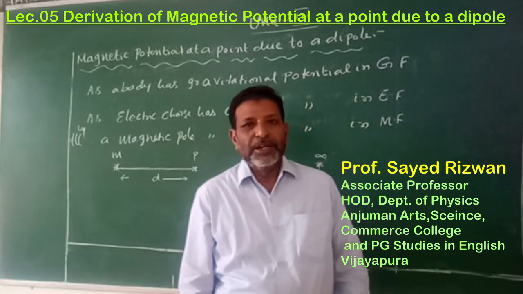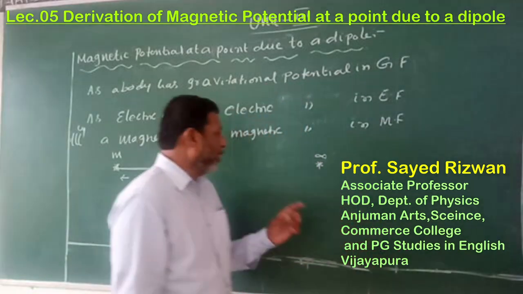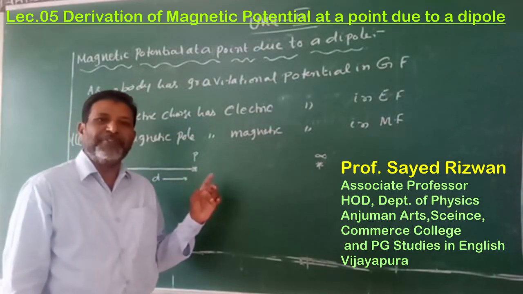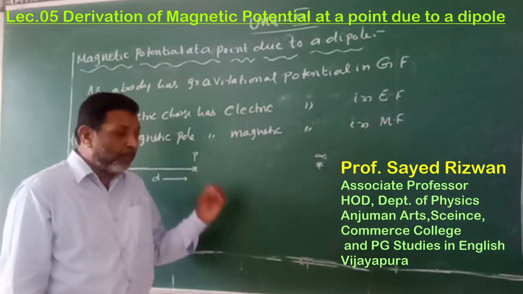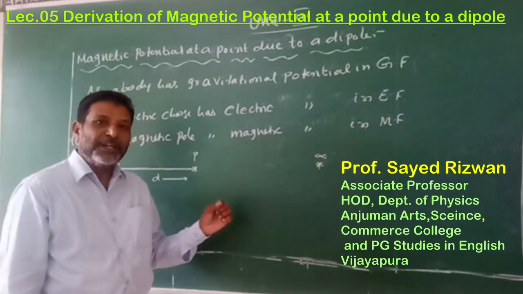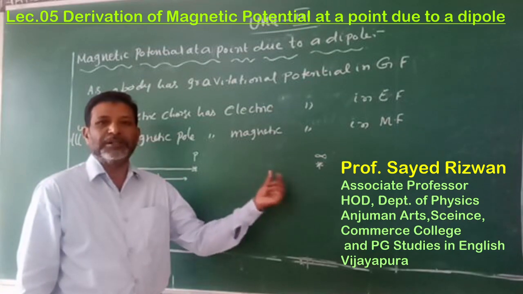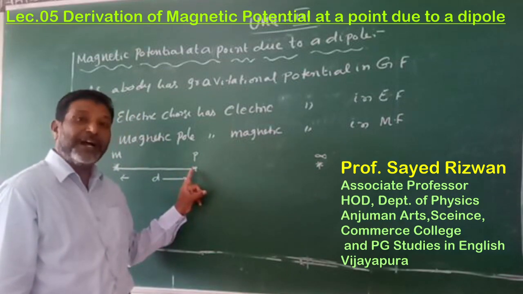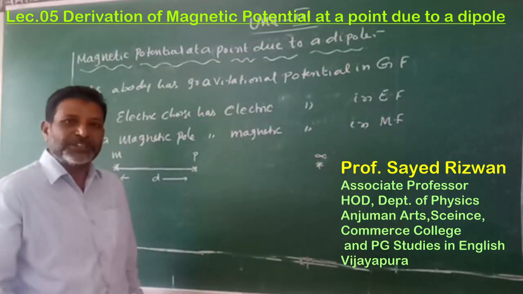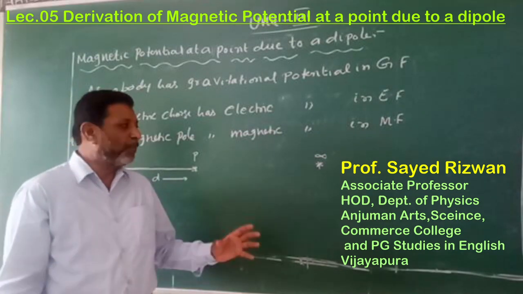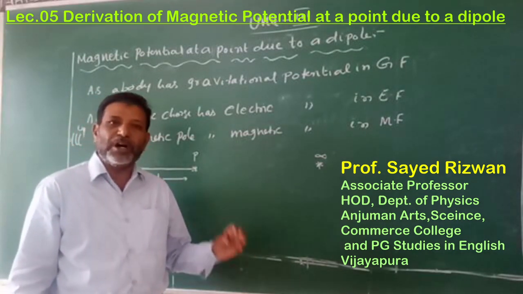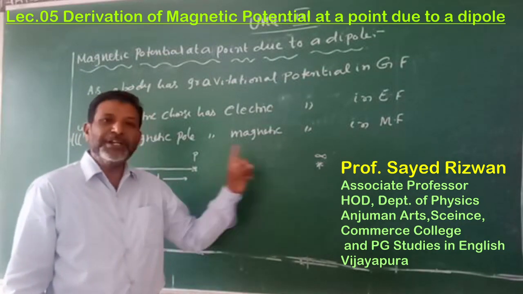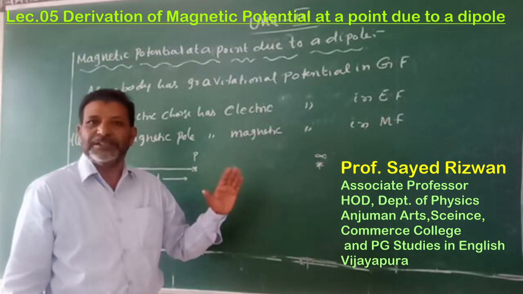Yesterday we discussed that the magnetic potential at any point in the magnetic field is equal to the amount of work done in bringing a unit north pole, or you can call it a positive pole, from infinity to the point against the field. Now again, to repeat, magnetic potential at any point in the magnetic field is equal to the amount of work done in bringing a unit north pole from infinity to the point against the field. This is the basic definition.